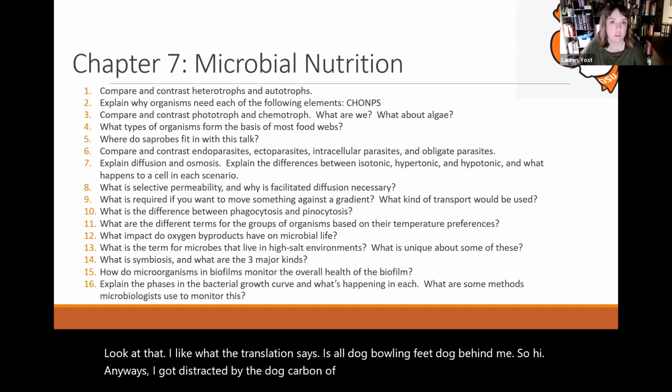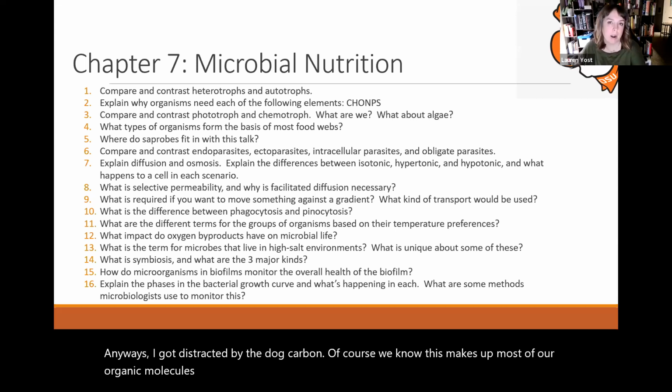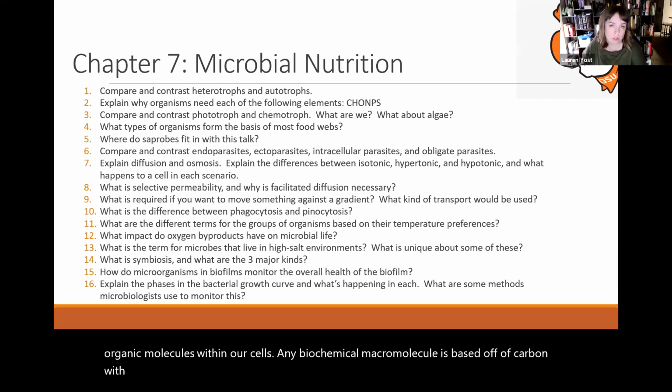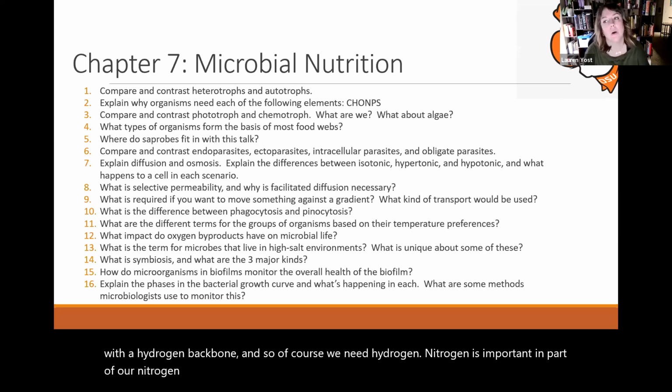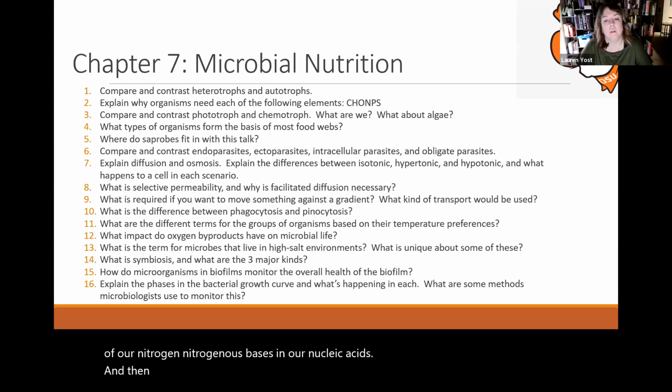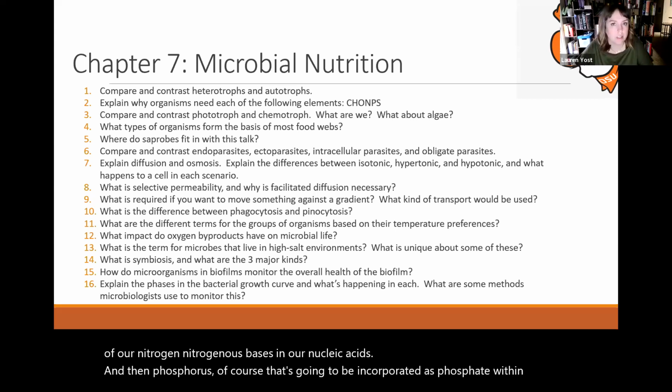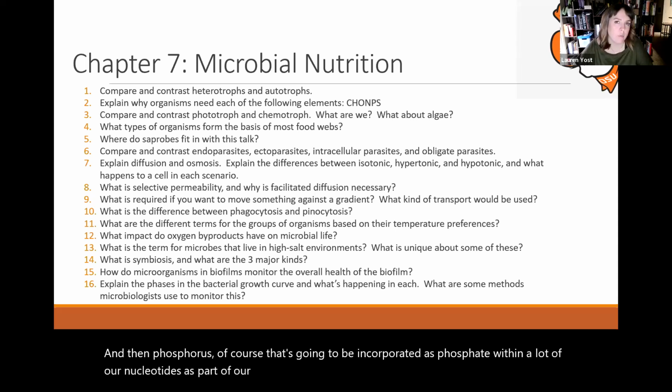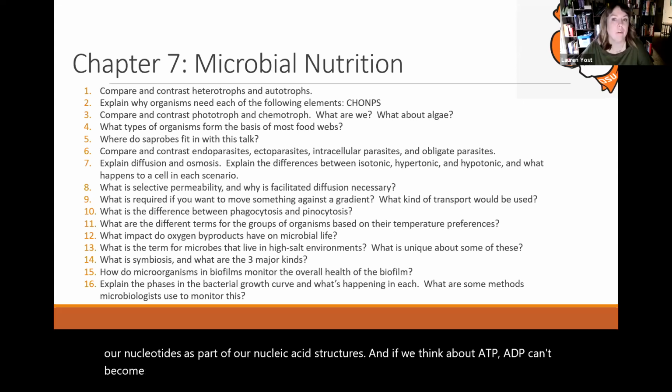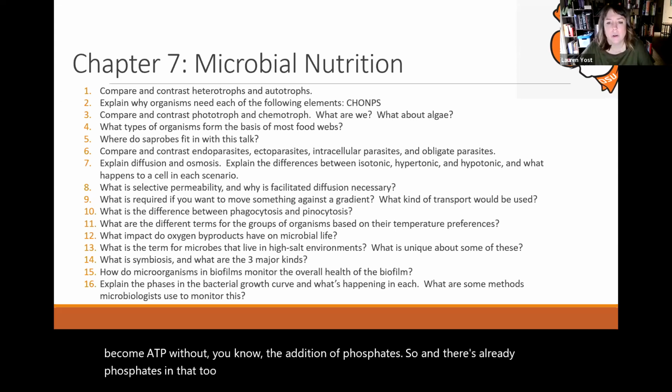Carbon, of course, we know this makes up most of our organic molecules within our cells. Any biochemical macromolecule is based off of carbon with a hydrogen backbone. So of course we need hydrogen. Nitrogen is important in part of our nitrogenous bases in our nucleic acids. And then phosphorus, of course, that's going to be incorporated as phosphate within a lot of our nucleotides as part of our nucleic acid structure. And if we think about ATP, ADP can't become ATP without the addition of phosphates. And there's already phosphates in that too. So we need phosphorus for that.